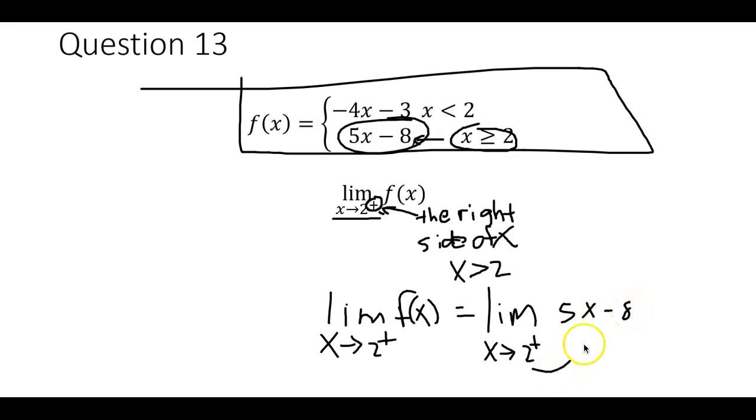And we always try direct substitution first, and if we get an answer, then that's our answer. So if I plug in 2 for x, I get 5 times 2, which is 10, minus 8, which is 2, and there's my answer. Okay. Now, if this was a negative, I would have used the one that said x is less than. I would have used the negative 4x minus 3.